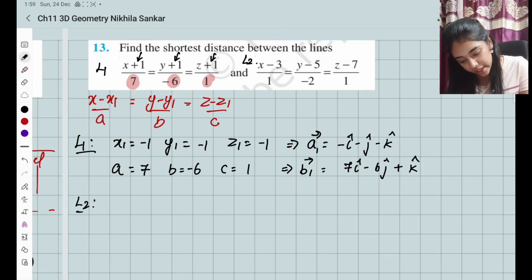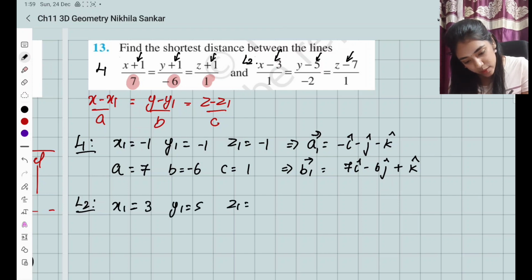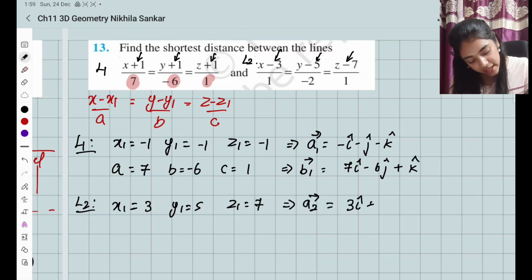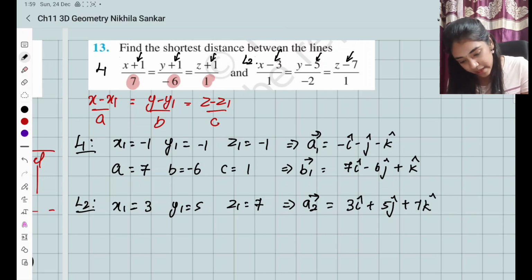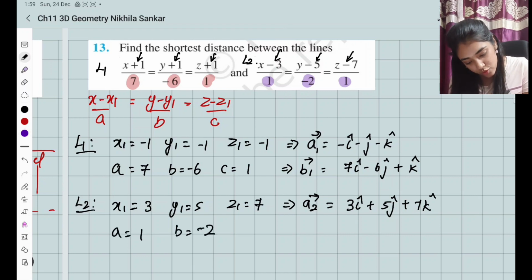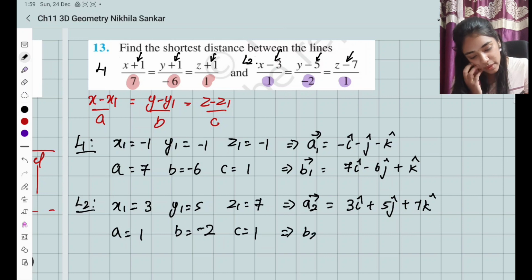Okay, now for line 2. Line 2, again, this is (x minus 3), (y minus 5), (z minus 7) in the direction form. So x1 equals 3, y1 equals 5 and z1 equals 7. So my a2 vector is going to be 3 i cap plus 5 j cap plus 7 k cap. And my a, b, c values are going to be 1, minus 2 and 1. So from this my b2 vector is going to be i cap minus 2 j cap plus k cap.